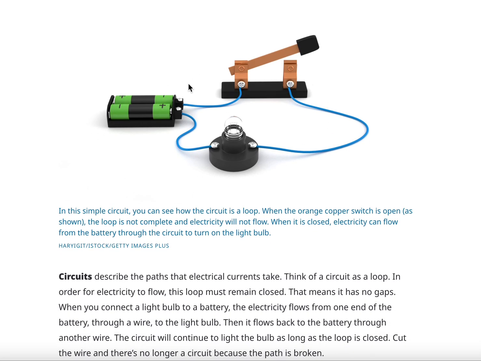This is a simple circuit. You can see how the circuit is a loop. When the orange copper switch is open, as shown, the loop is not complete and the electricity will not flow. When it's closed, electricity can flow from the battery through the circuit to turn on the light bulb.